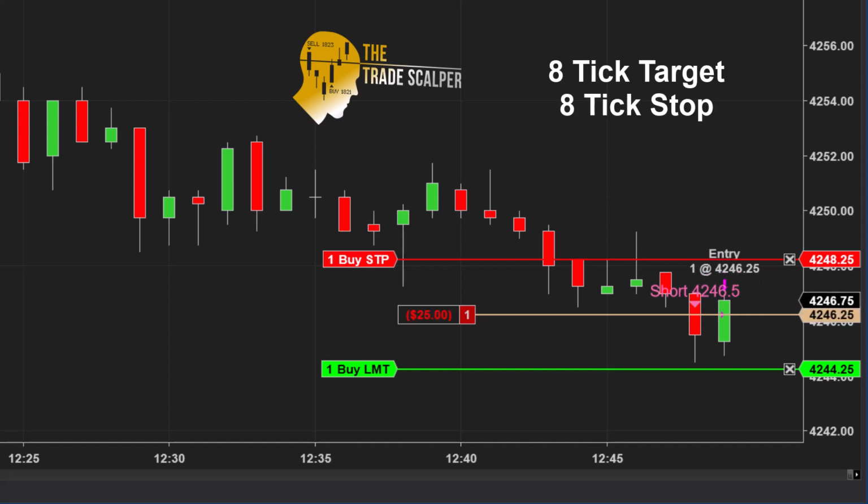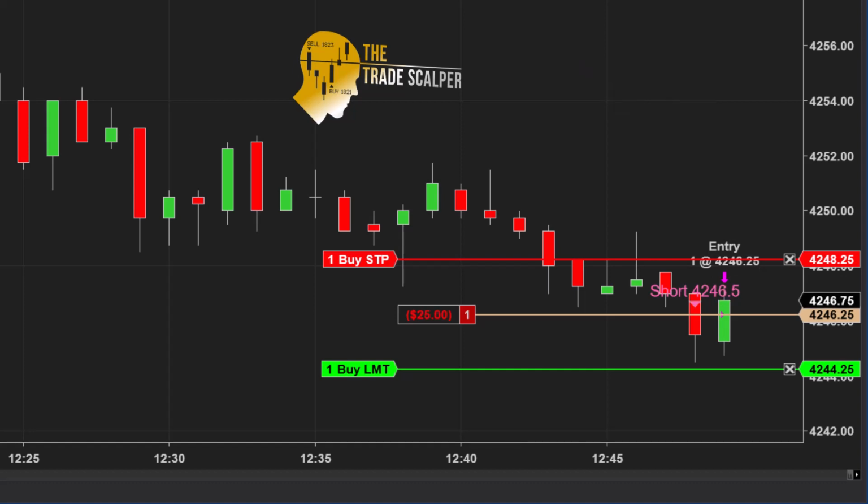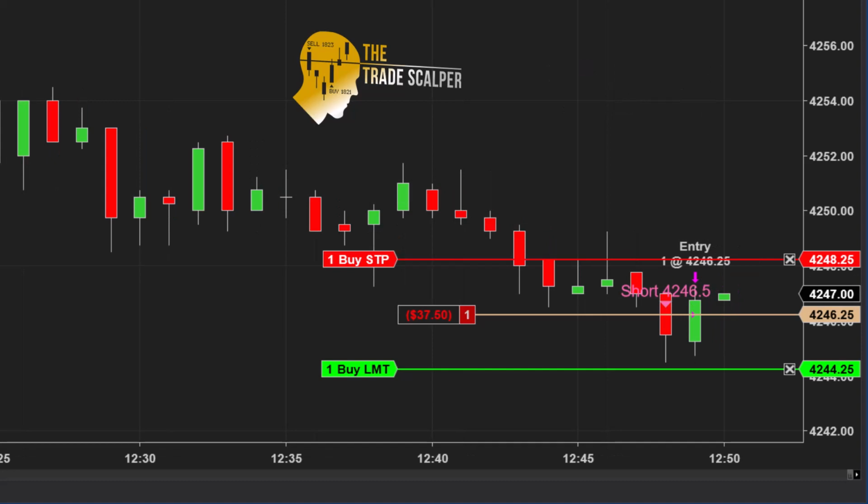I have very simply a 2-point target and a 2-point stop. So I have 8 ticks that I'm going for in either direction for a target and a stop. And once it hits my target, I'm all out.